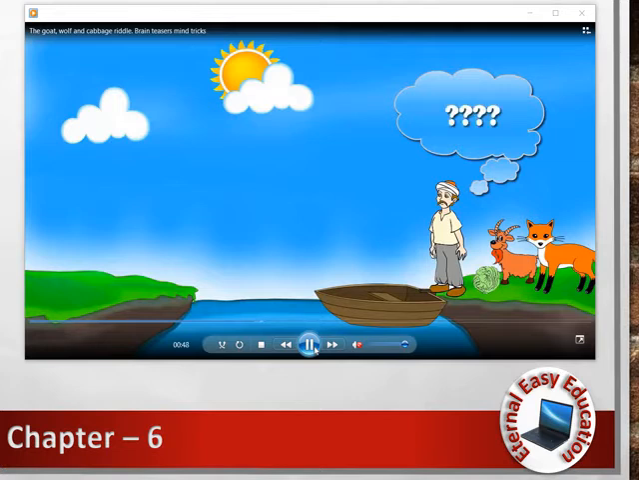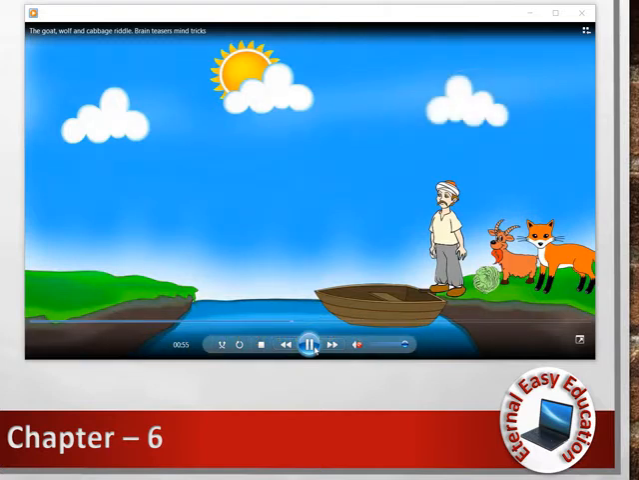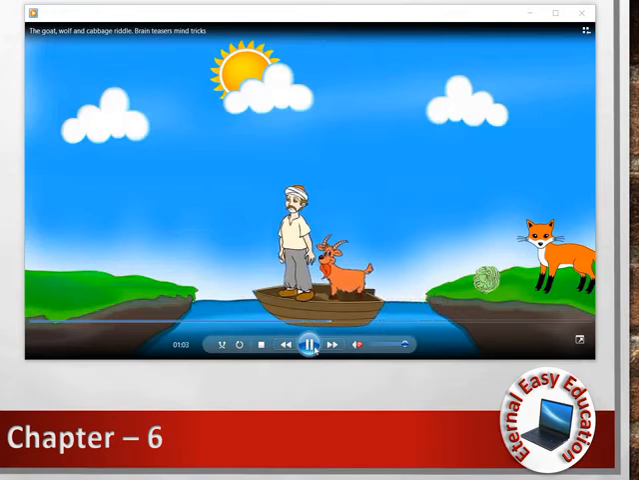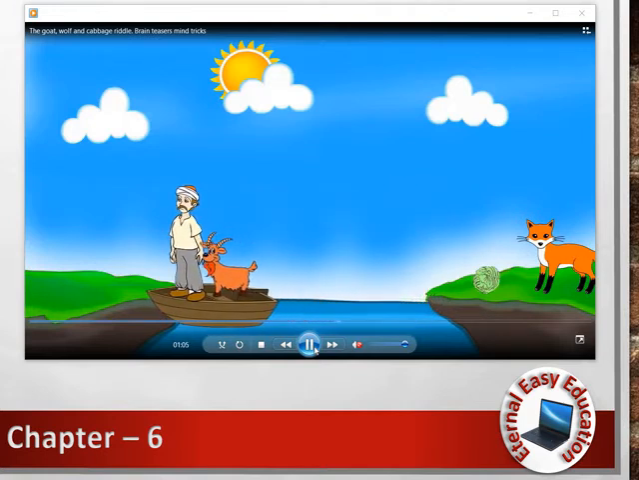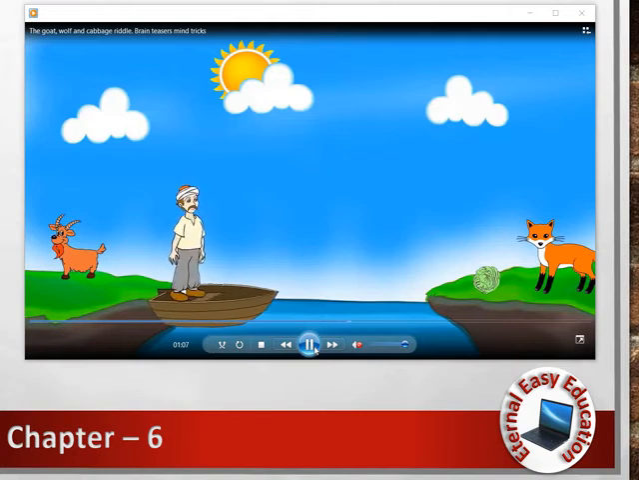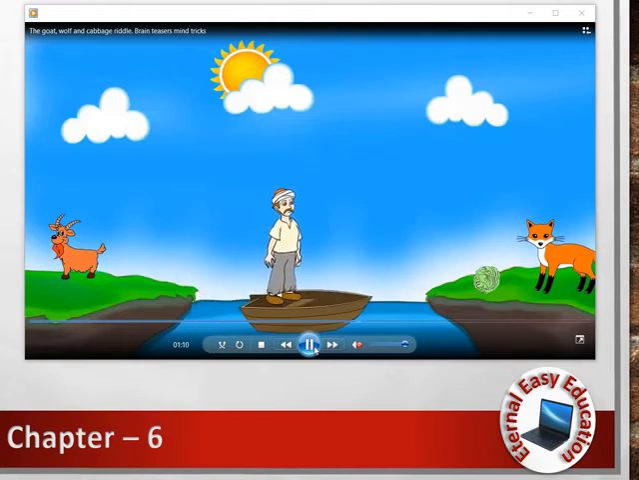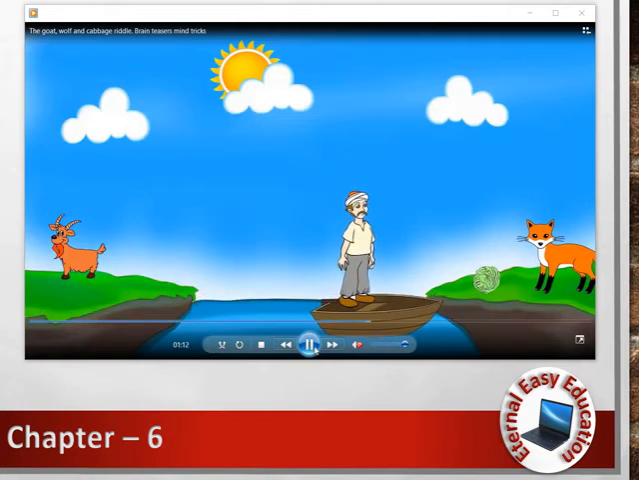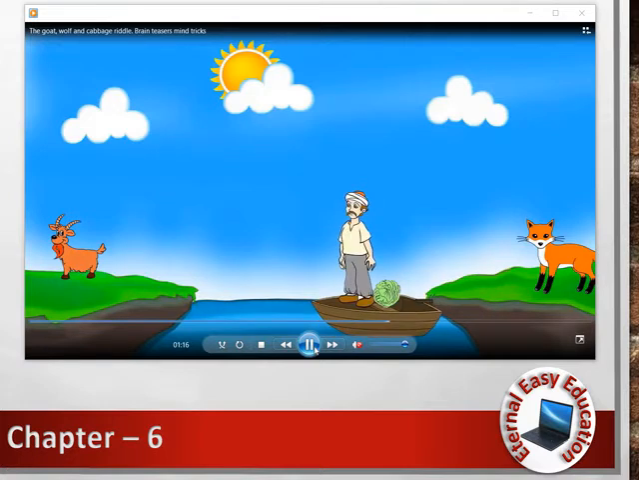So the farmer has to use some technique. So what's the technique? He has to take one. So first he is taking the goat to the next bank, that means the next side of the river. Now he is taking the grass.